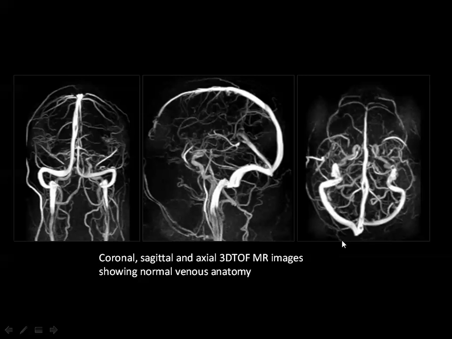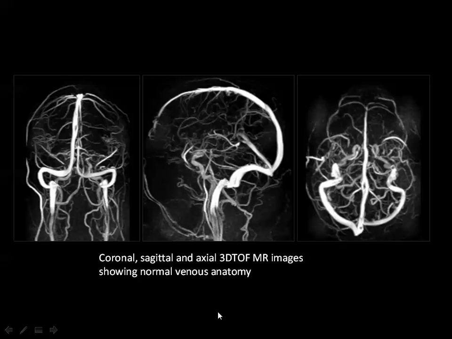In the axial image, you see the confluence of the sinuses, and this is the transverse sinus, the sigmoid, and the internal jugular. On the midline, you will see the superior sagittal sinus. In the coronal images, which are good for demonstration of the transverse sinuses, you see the superior sagittal sinus, and here the transverse sinuses, the sigmoid sinuses, and the internal jugular vein.